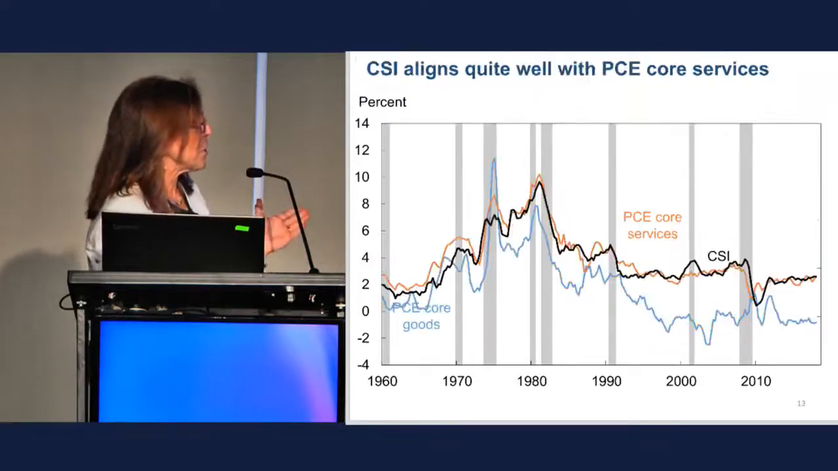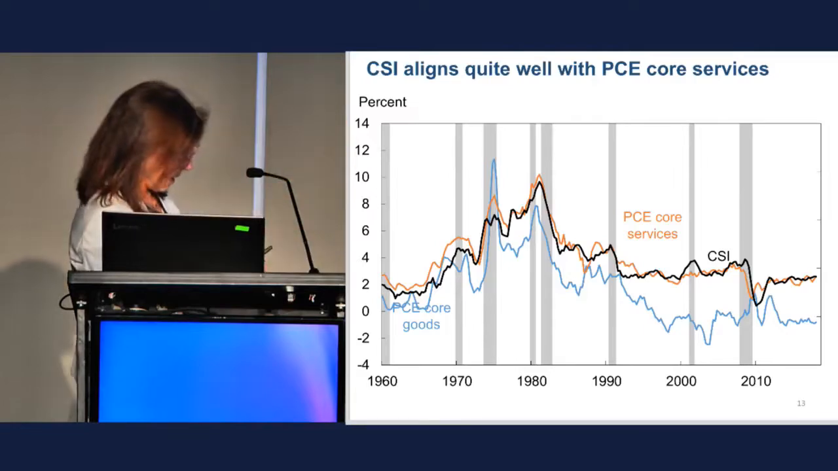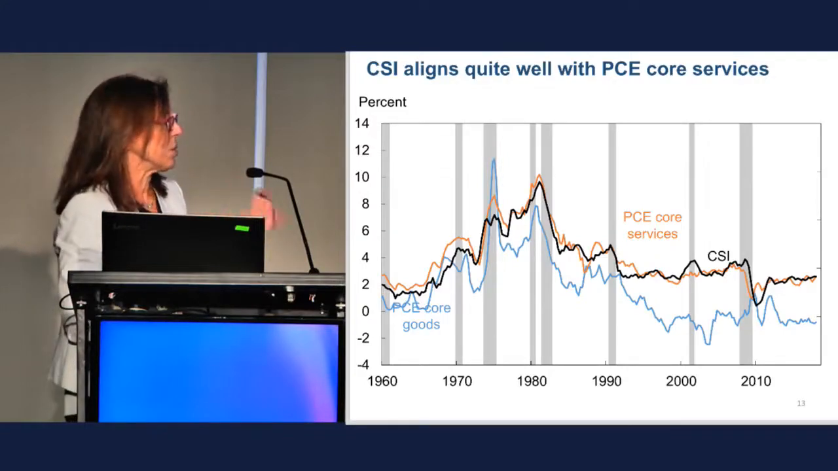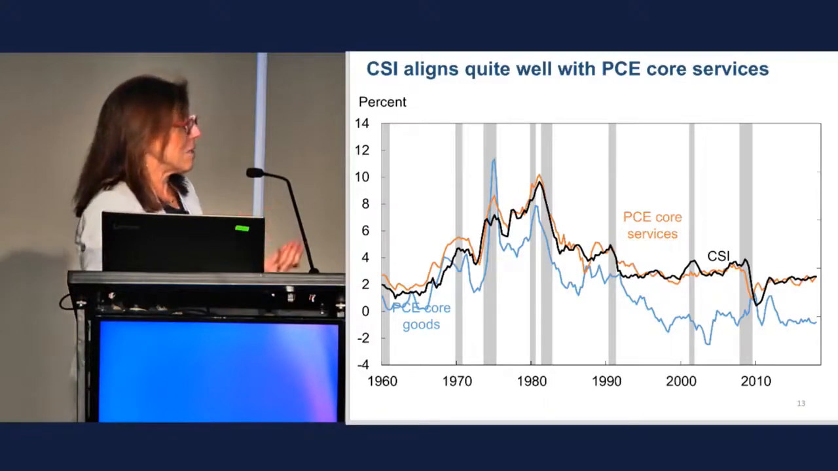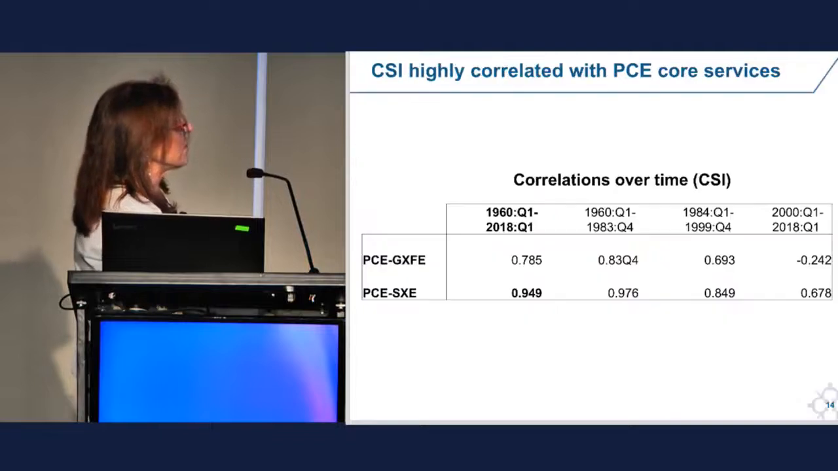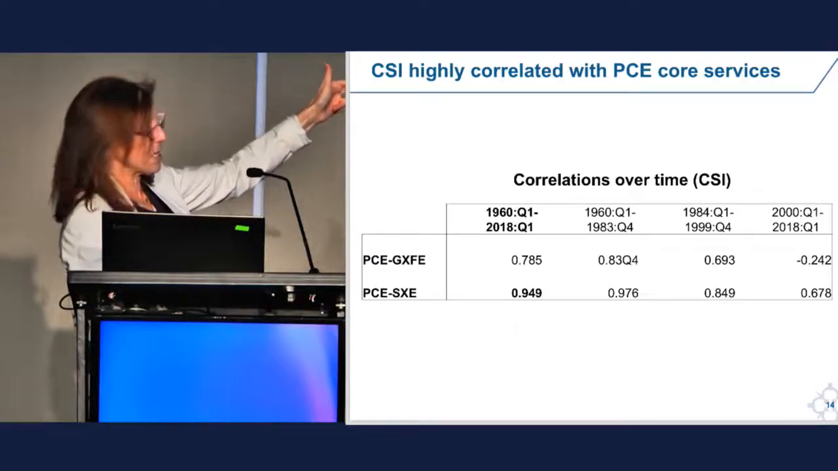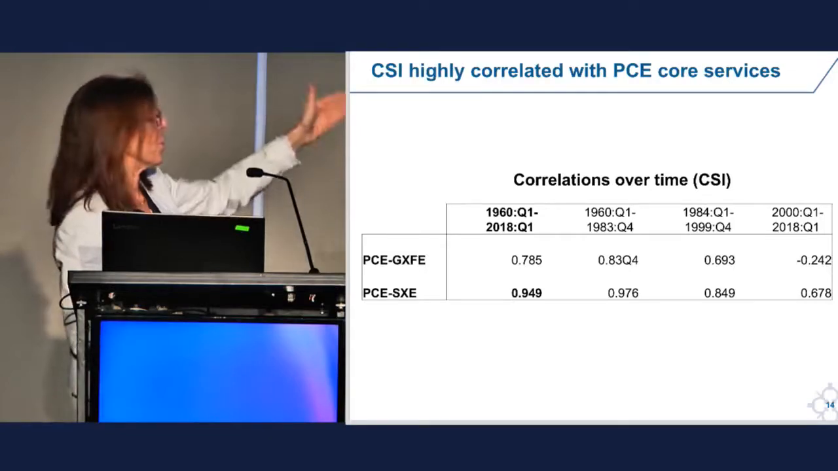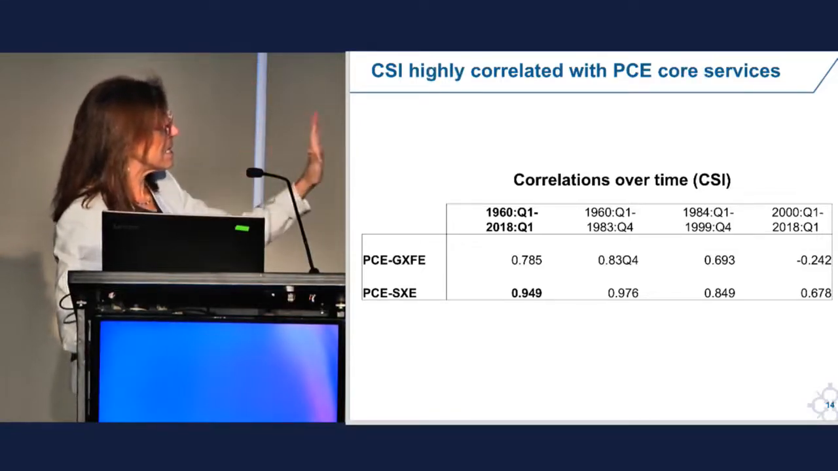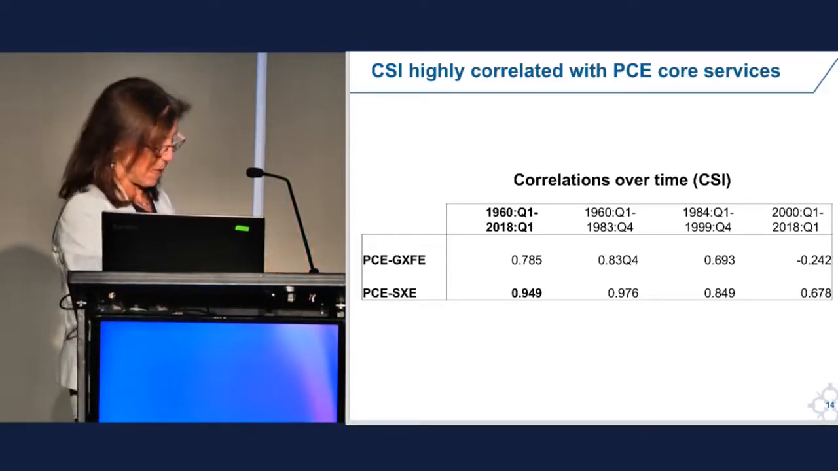What struck me, looking at this picture, is that the CSI is very close to the core services, the orange one and the CSI. It aligns quite well with the core services, something that ex ante I would know because the biggest component in the CSI is housing, but it holds for the aggregate of all services. Some services are measured not too precisely, but still. In fact, if you look at the correlation over time of the CSI with PCE goods ex food and energy, and PCE services ex energy, so these are the two core components, you see the correlation is higher for the whole period with the services, but then declines a little bit for services across sub-periods, but it becomes negative with goods, which, again, you expect once you have seen the behavior of core goods and services.